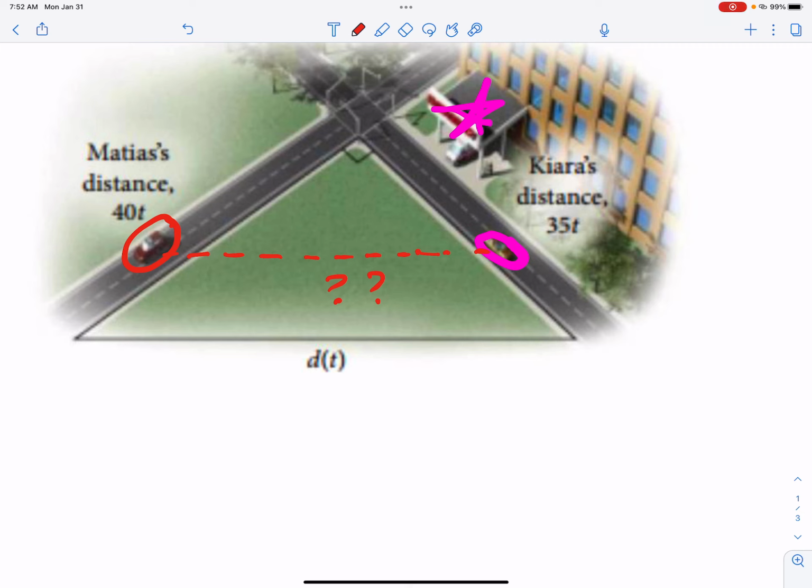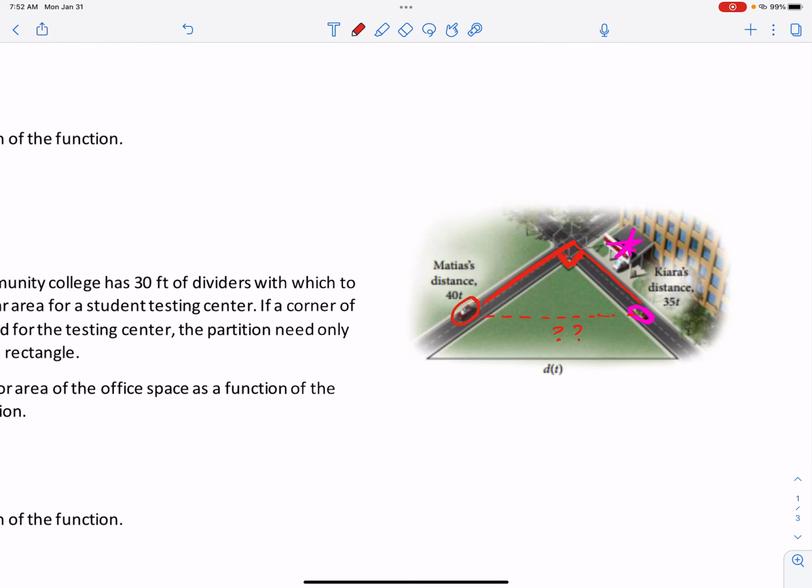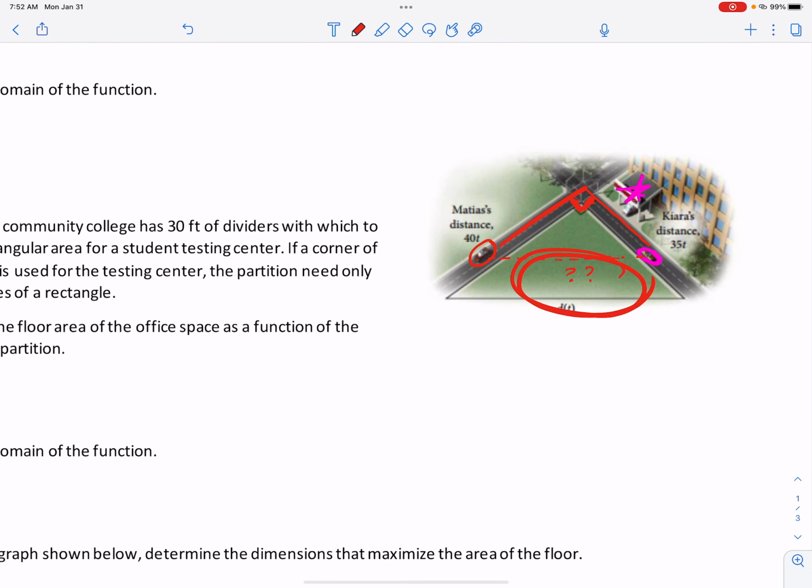Okay, now let me see if I can try to draw this picture a little bit more obvious. This is actually called a right triangle. Does anyone know of any famous theorems when it comes to right triangles? Pythagorean theorem. So that's exactly what we're going to use to find this missing distance between the two cars, okay?